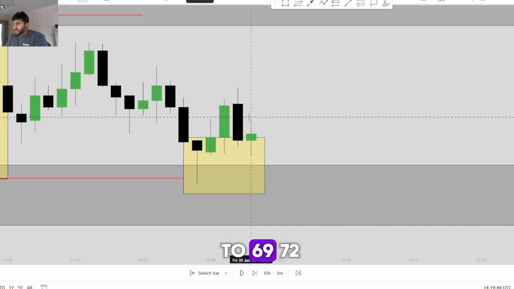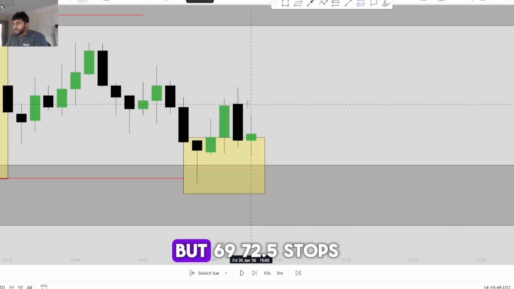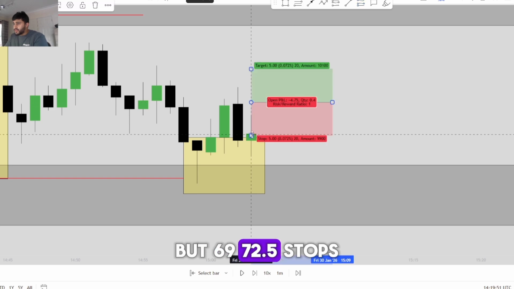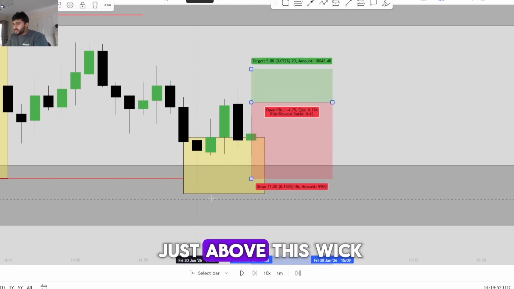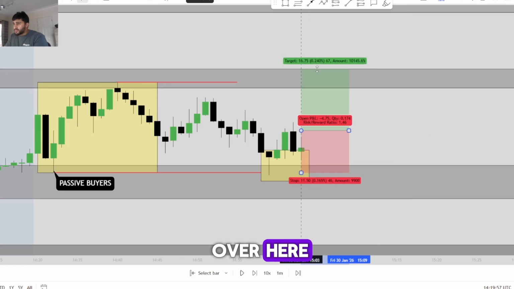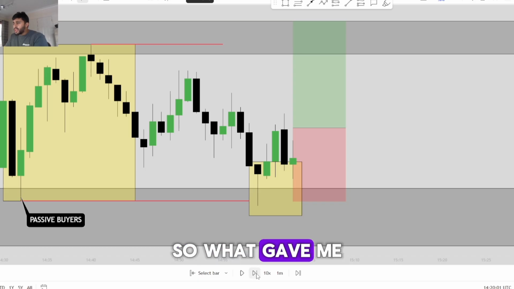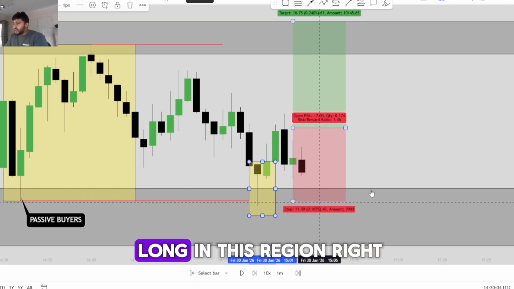So if we go to 69.72, a little bit late actually, I should have executed down here. 69.72.5, stops just above this wick, and I was basically looking to target the top of this zone over here, roughly a 1 to 1.5 risk reward. So what gave me the confidence to go long in this region?